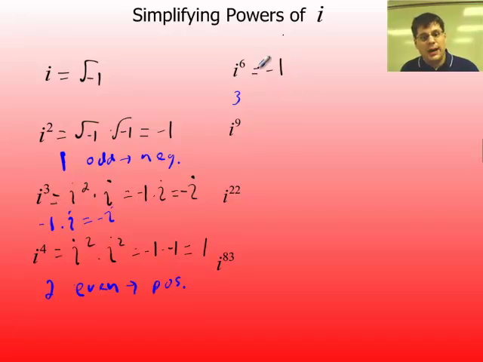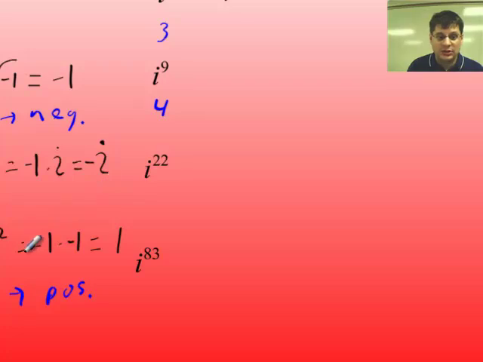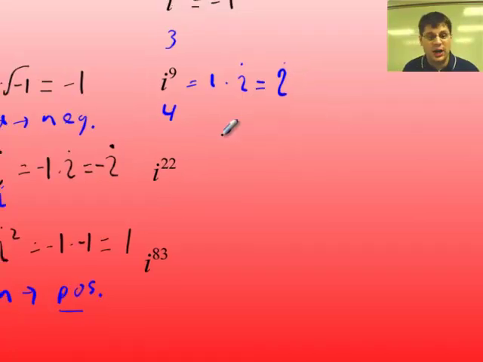All right. Well, what about i to the 9th? Well, 2 doesn't go into 9 evenly, but it does go into 8 evenly. It goes in there 4 times, which is an even number of times. So that's going to tell me it's going to be positive. And then we're going to have 1 extra i. So that's going to be 1 times i. So my answer is just going to be i, and so i to the 9th is equal to i.